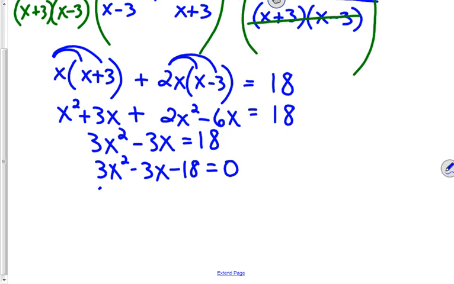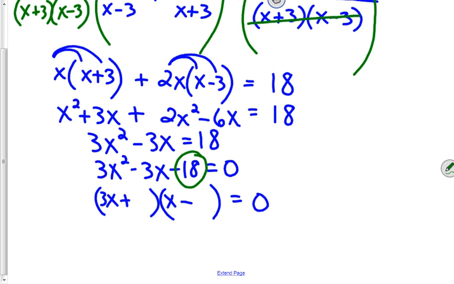I'm going to factor it. Second sign is negative right there, so I automatically have a plus and a minus. Factors of 3x squared are 3x and x. Now factors of 18, that will combine to give me a negative 3x when I combine the outside-inside of the FOIL method, right? But remember, this 3 right here is going to play a part in that.